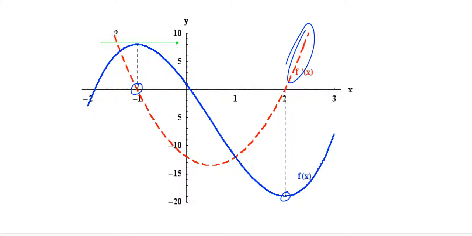So again, if you want to know if the derivative is positive or negative, all you're thinking about is, is the slope of the tangent going to be positive or negative?